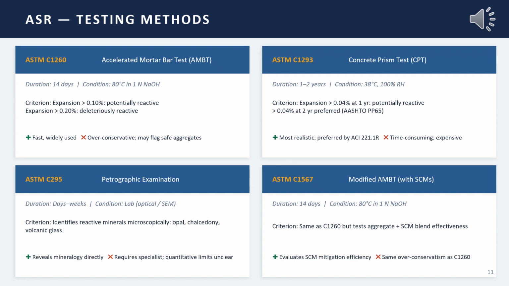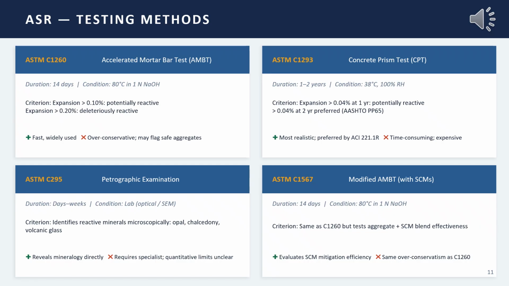The main disadvantage is conservatism. It can flag aggregates as reactive that would perform perfectly well in real concrete. This is because the aggressive test conditions don't represent in-service conditions.